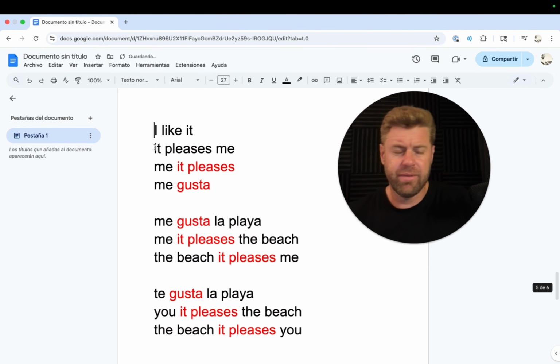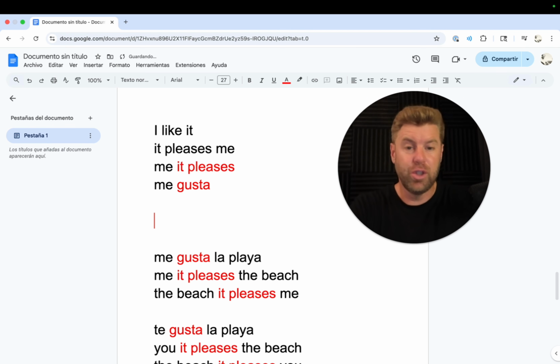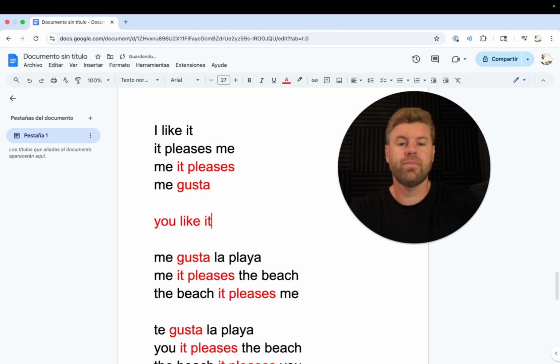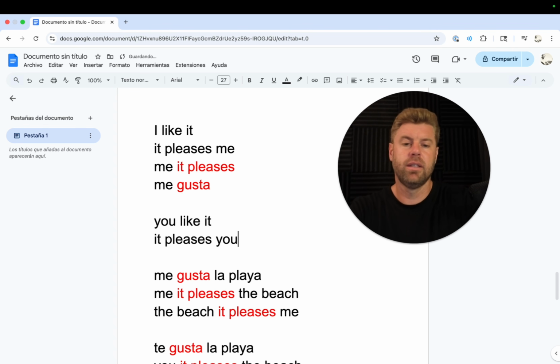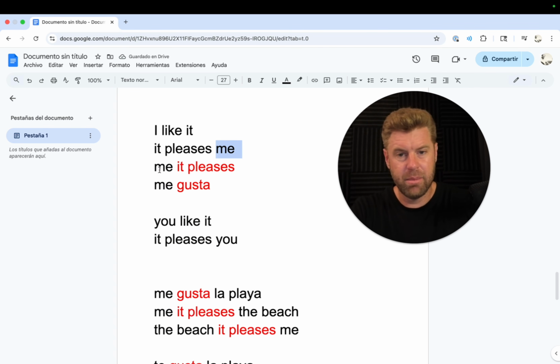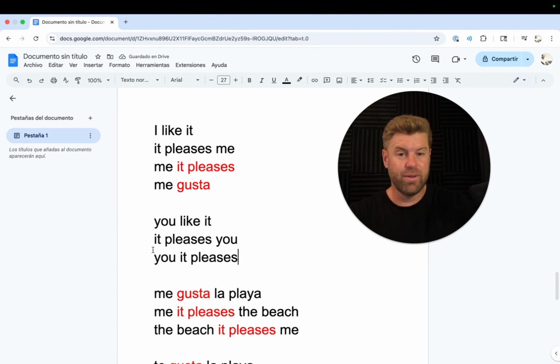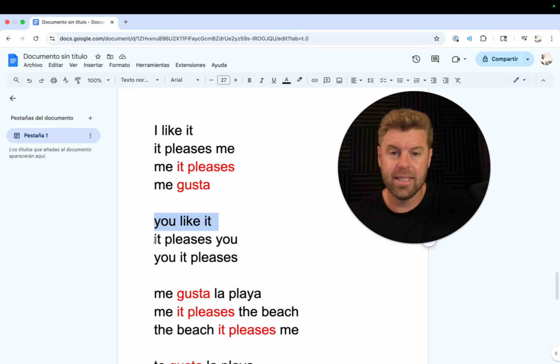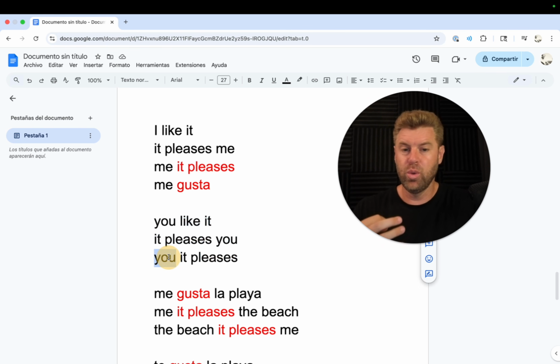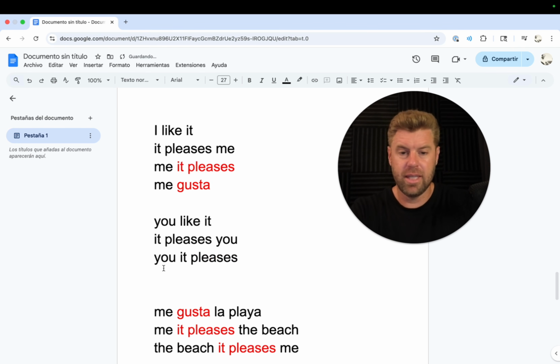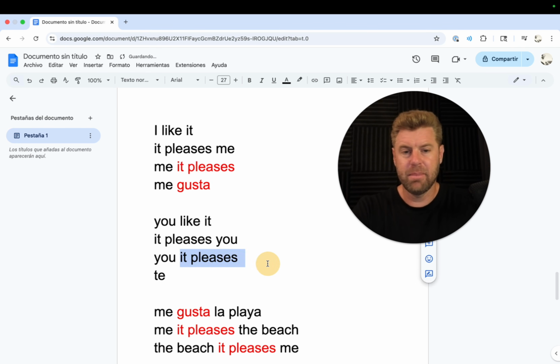If I had to say the opposite, if I had to say it the other way around, and I wanted to say, you like it, so I like it, me gusta, me it pleases. You like it, okay, I'm not actually saying you like it, am I? I'm saying this, it pleases you. In Spanish word order, let's take the you and put it at the front. You it pleases. That is what I'm saying. Now we can directly translate. You can't directly translate without first going through that little process. It's not you like it, it's it pleases you. Spanish word order, you, it pleases. Now we can translate. You is what? Te. It pleases. Gusta.